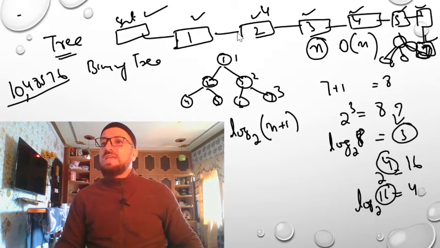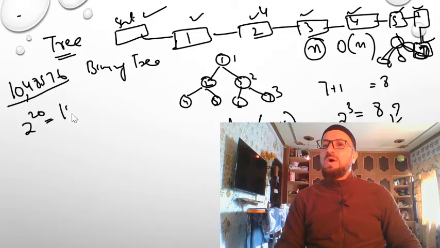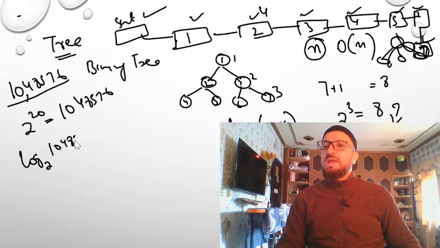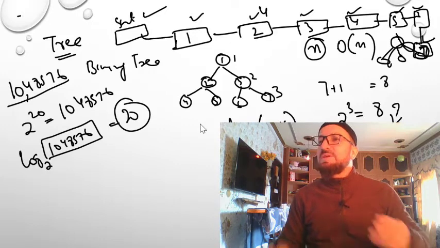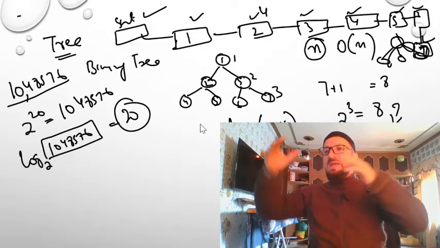But if you arrange the same nodes in your binary tree, because we know 2 to the power 20 is this number, 1048576, at the max the height of this tree will be log to the base of 2 of this number, 1048576, that is my total number of nodes, which will be equal to 20. So the height will be just 20. Such big numbers of nodes, you can compress them into a height of 20.